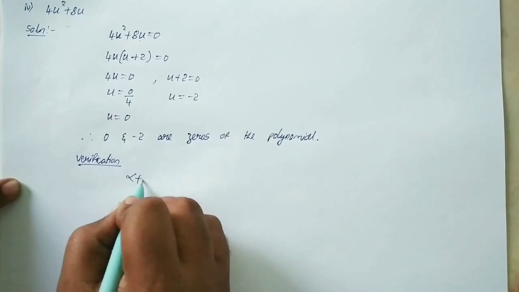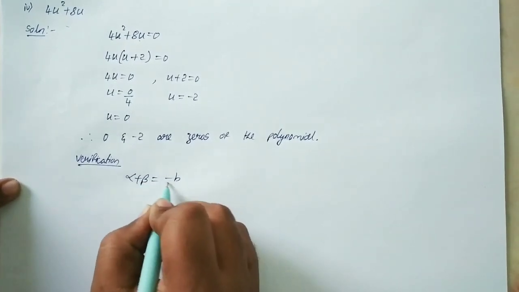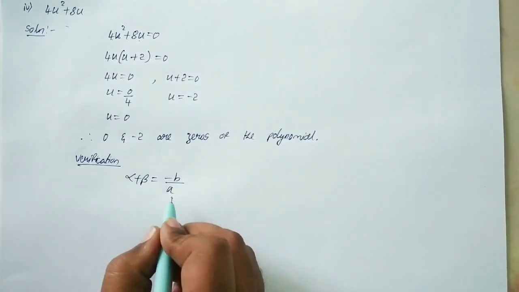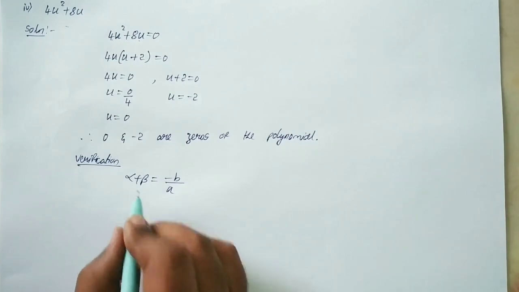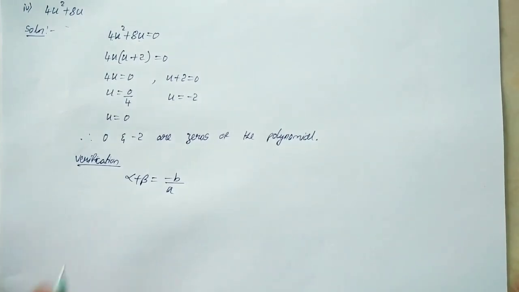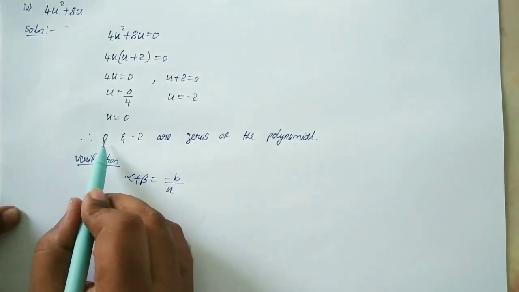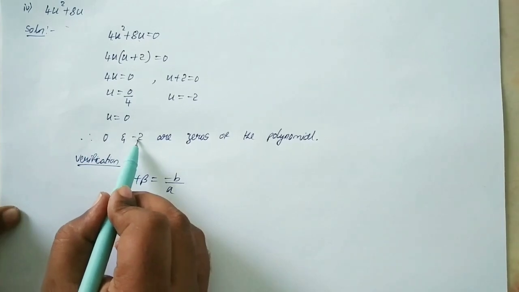So first one, sum of zeros, right? What is the formula of sum of zeros? Alpha plus beta is equal to minus b by a. Alpha and beta means zeros, right? What are the zeros we have? 0 and minus 2. I will take this 0 as alpha and minus 2 as beta.